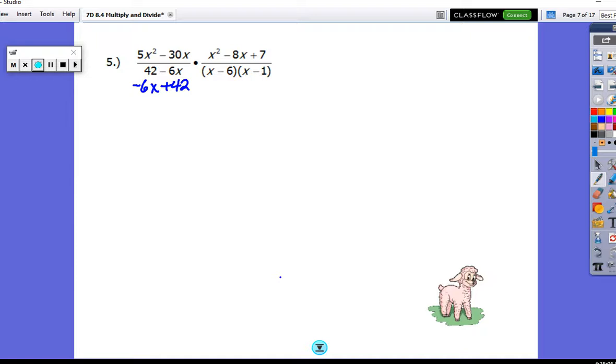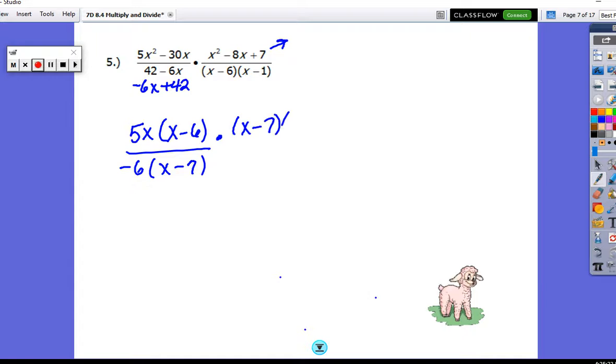In my first term here, I see I have a 5x, which leaves me with x minus 6. On the denominator, I need to pull out a negative 6, which leaves me with x minus 7. Factoring this term: what multiplies to give me 7 but adds to give me negative 8? So x minus 7, x minus 1. And they've already factored that second denominator for me.